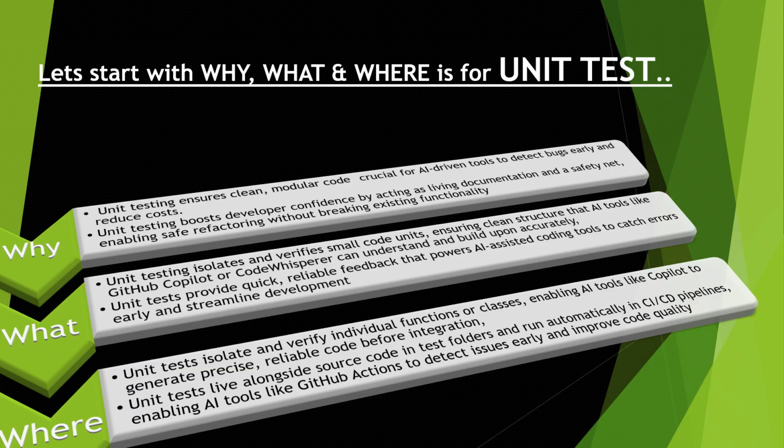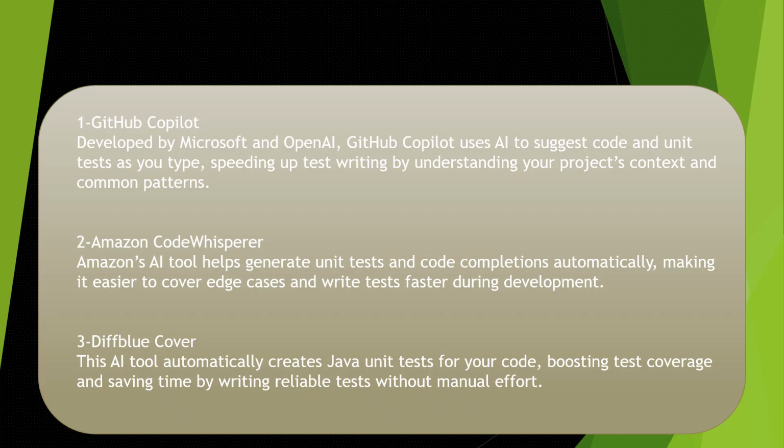The next is that unit tests live alongside source code in a test folder and run automatically in CI/CD pipelines, enabling AI tools like GitHub Actions to detect issues early and improve code quality. I'll take an example in a CI/CD setup: when we push code, unit tests run automatically, and AI-powered tools like GitHub Actions flag any failures instantly, preventing faulty code from reaching production, which is very important for us as developers to be aware of.